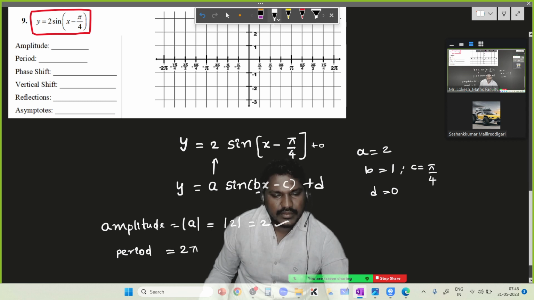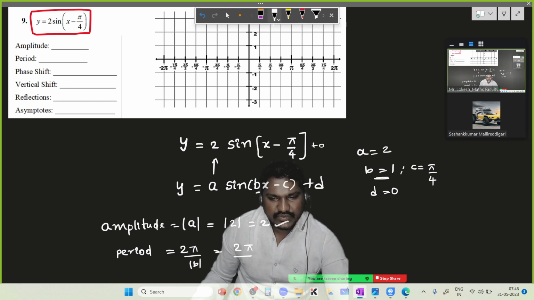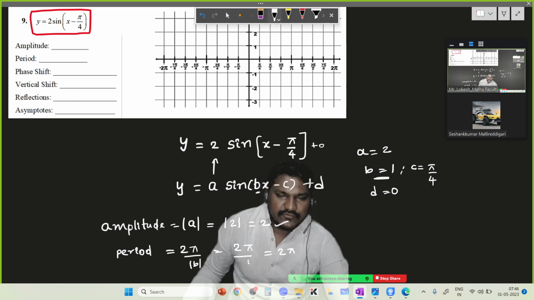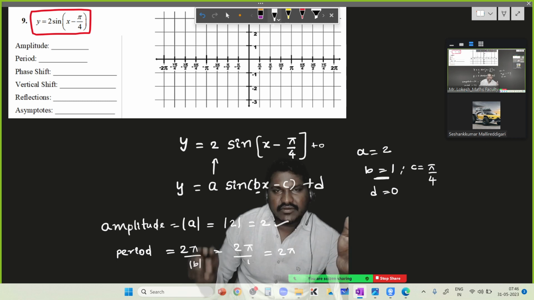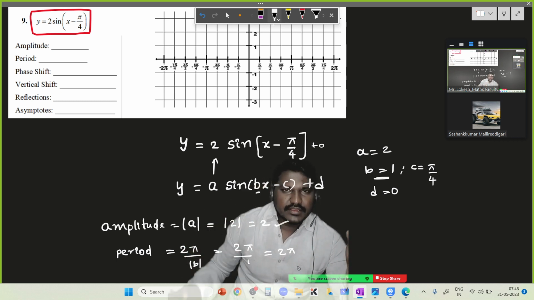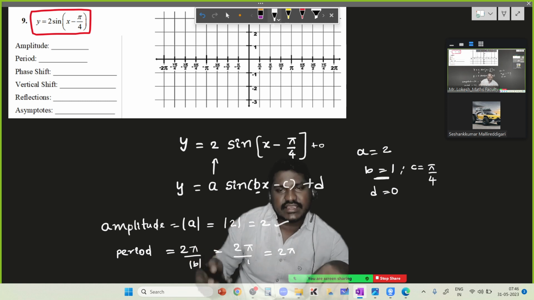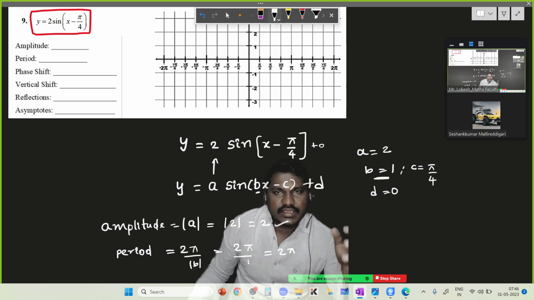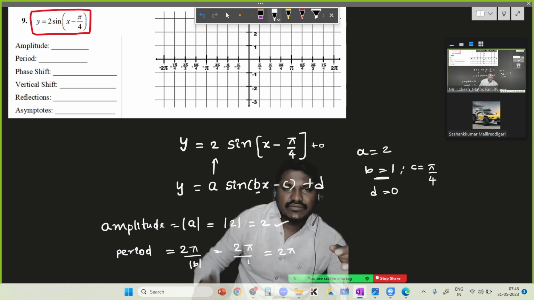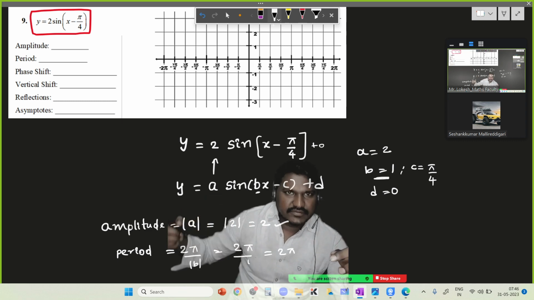And the period will be 2 pi by mod b, or 2 pi by the absolute value of b. The value of b here is 1. So 2 pi by 1 is 2 pi. That means for every interval of 2 pi, the graph will repeat. The main definition of period is the least value after which the graph repeats its cycle once again. For example, if you plot a graph for sine theta, it will repeat after every 2 pi radians.